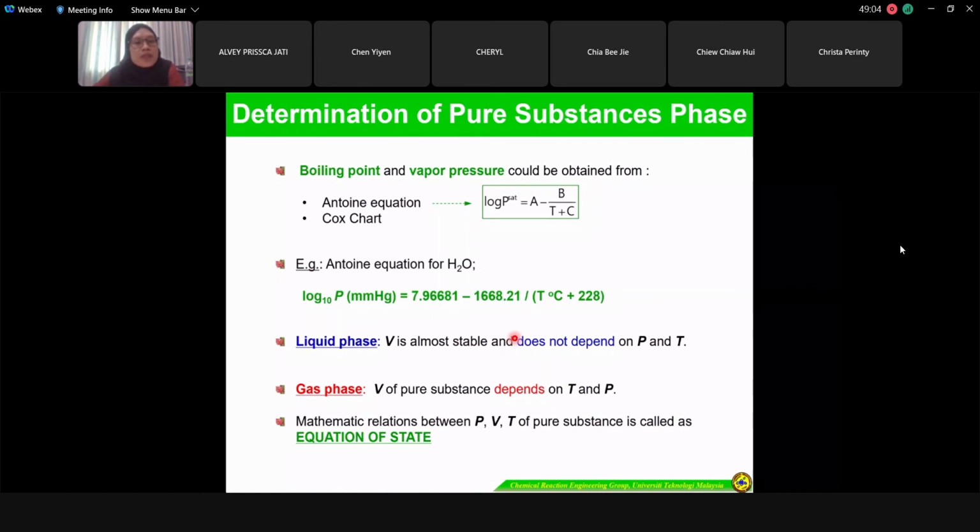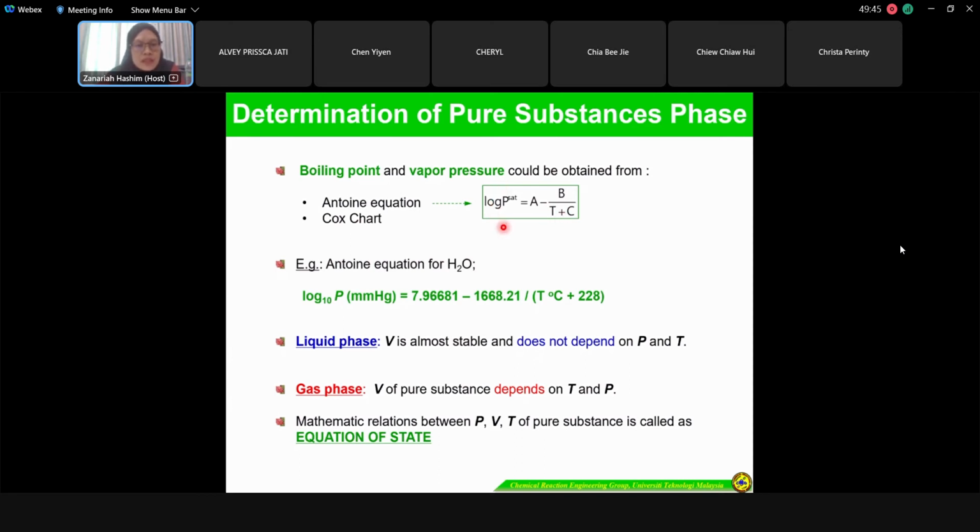Now, the boiling point and the vapor pressure can be obtained from the Antoine equation. Later, in chapter 11 or 12, I think, you will learn more about this Antoine equation. P sat is the vapor pressure or the saturated pressure. If you see from the equation, the saturated pressure is a function of T, the temperature. A, B, C are constants, fixed parameters. So if you have the temperature, you can determine the vapor pressure from this equation.